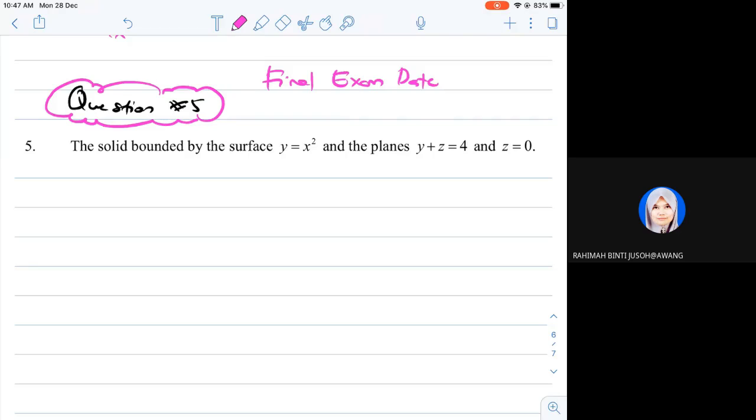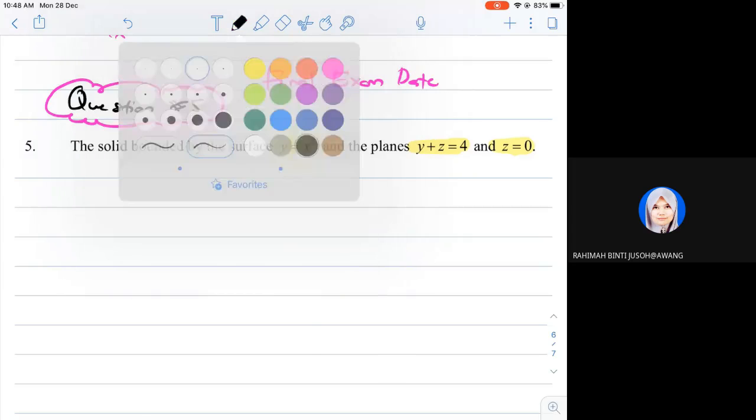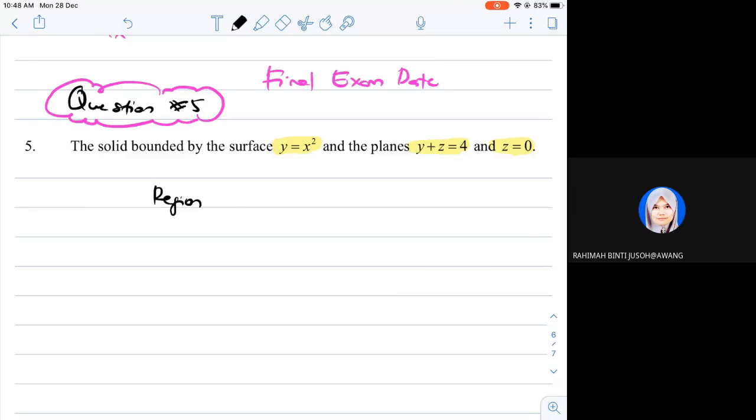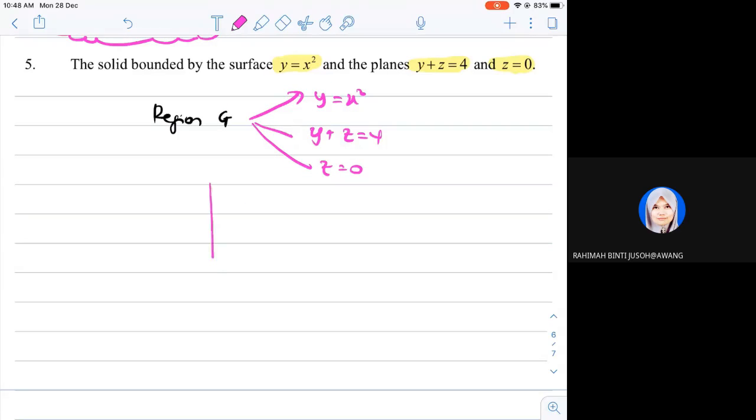Okay, question number 5. We have a surface of y equals to x squared. And then a plane, okay, dah ada dua plane, two planes actually, y plus z equals to 4 and z equals to 0. Okay, so we need to sketch the region G. Alright, region G. We have y equals to x squared, ada tiga ni. Y equals to x squared, y plus z equals to 4, and then z equals to 0. Complicated sikit lah ni. Okay, so jom kita plot.